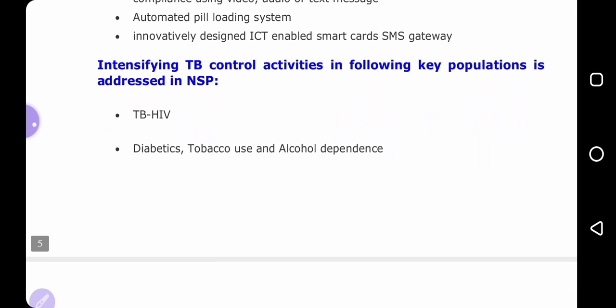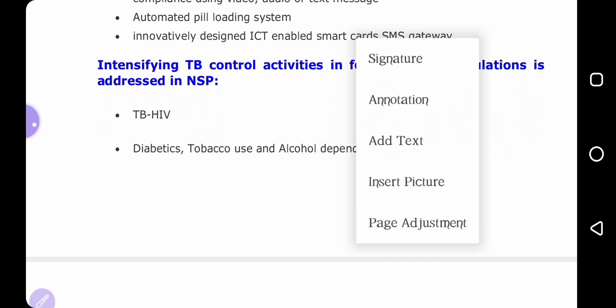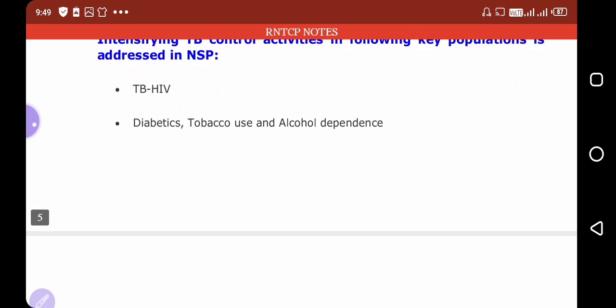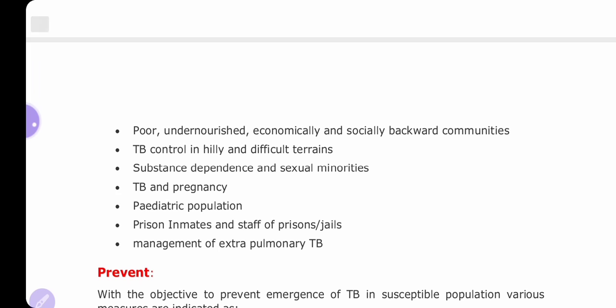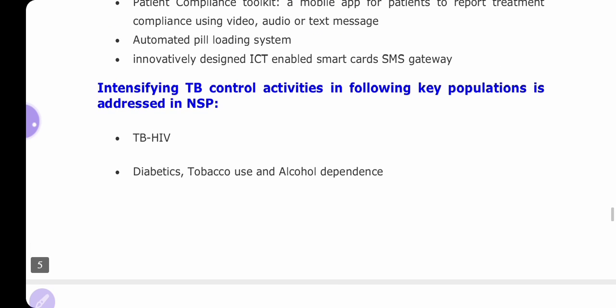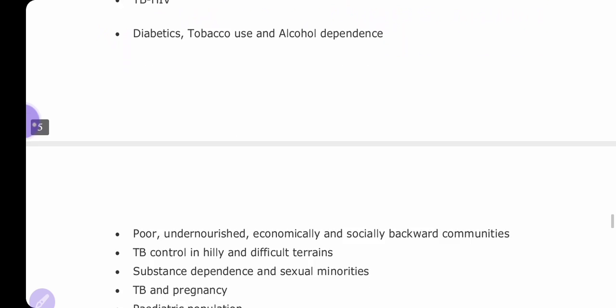So intensifying TB control activities in the following key populations is addressed in NSP: TB with HIV, diabetes, tobacco use and alcohol dependence, poor, undernourished, economically and socially backward communities, TB control in hilly and difficult terrains, substance dependence and sexual minorities, TB and pregnancy, pediatric population, prisoner inmates and staff of prisons, jails, management of extrapulmonary TB. So these patients are particularly focused for TB control activities and intensified TB control programs.